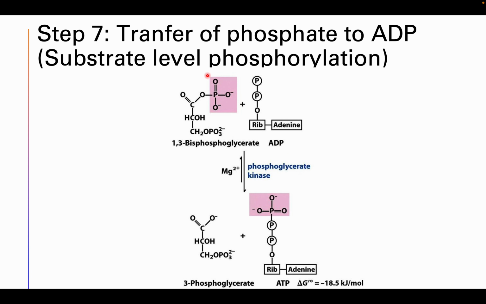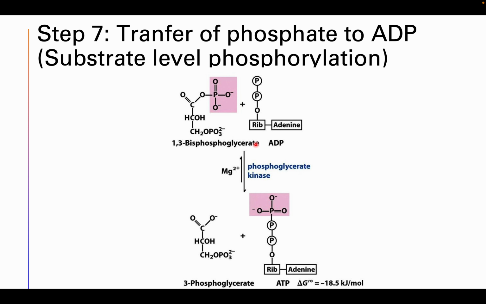So now that we have two molecules of 1,3-bisphosphoglycerate, the phosphate is released and added to ADP to form ATP by the action of the enzyme phosphoglycerate kinase. This reaction is the first one called substrate level phosphorylation, which means the substrate here, 1,3-bisphosphoglycerate, is phosphorylating the ADP and releasing ATP.